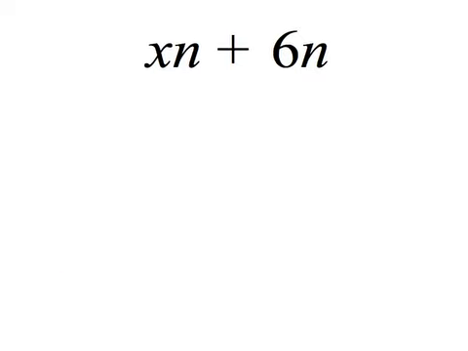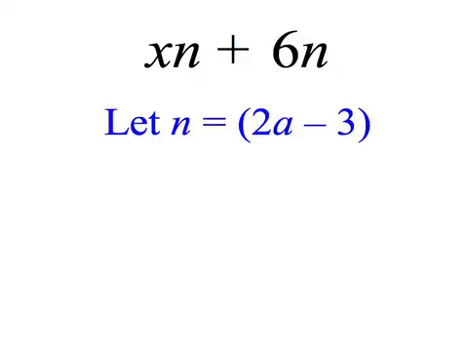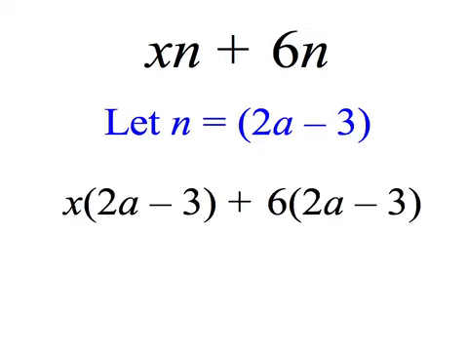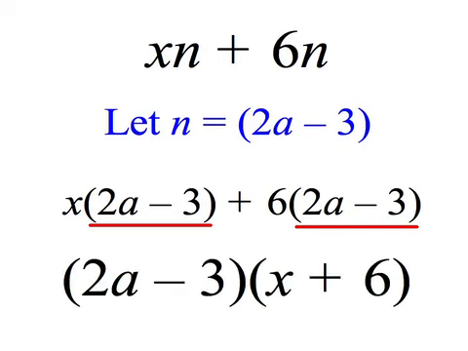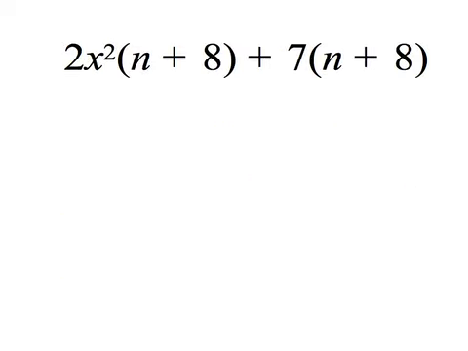Well, let's look at it another way. We start with xn plus 6n, as we did before. We're going to let n be 2a minus 3, and we're going to substitute that quantity in for the letter n. And then we check to make sure that they have a common factor, only this time it's not as simple as just the letter n, it's the entire quantity 2a minus 3. But we can still factor that, and we get the quantity 2a minus 3 times the quantity x plus 6.